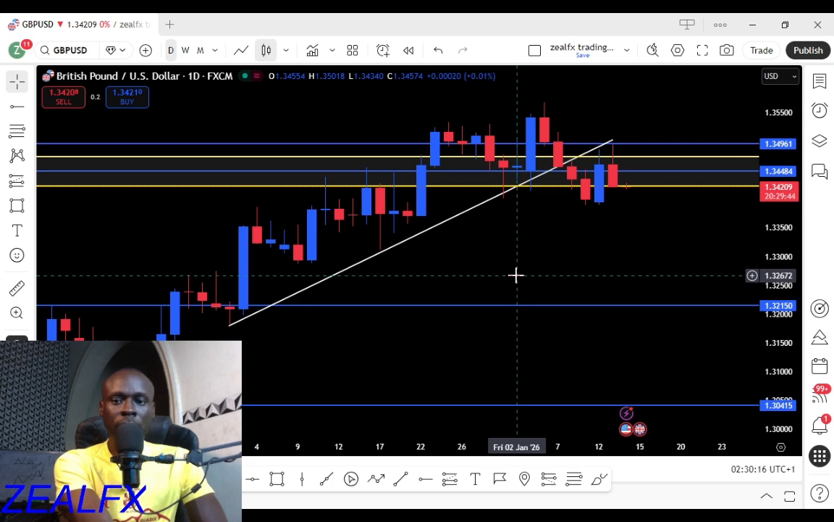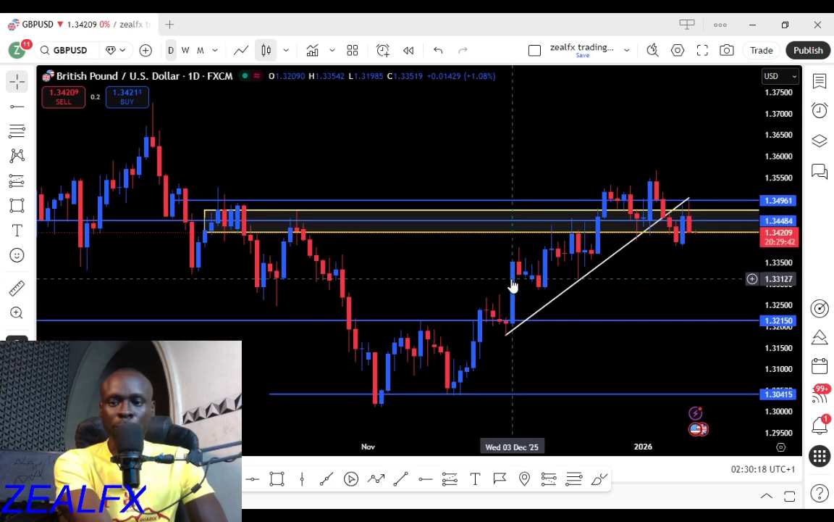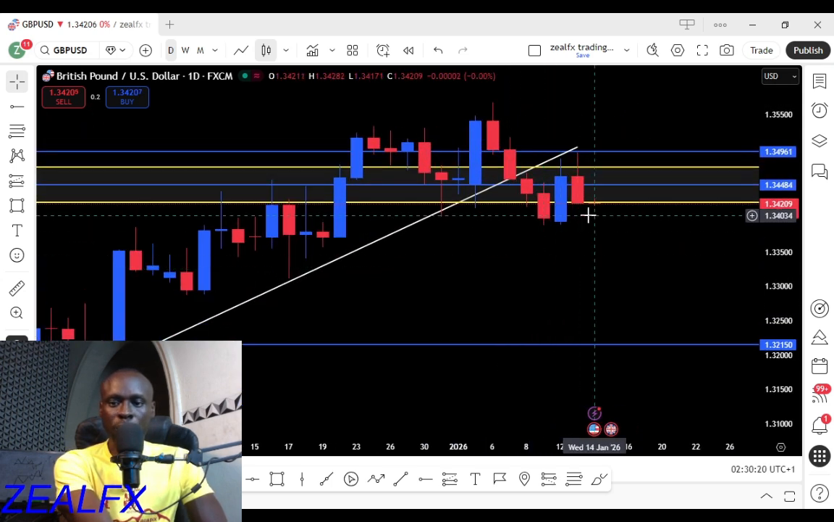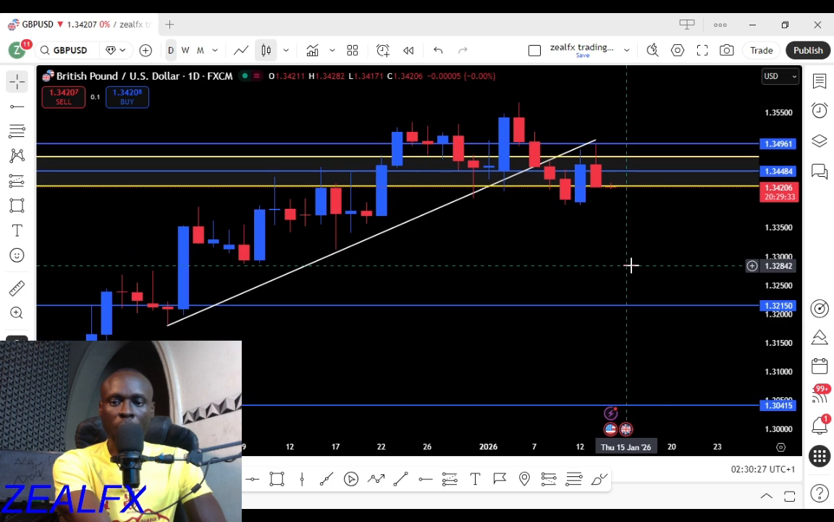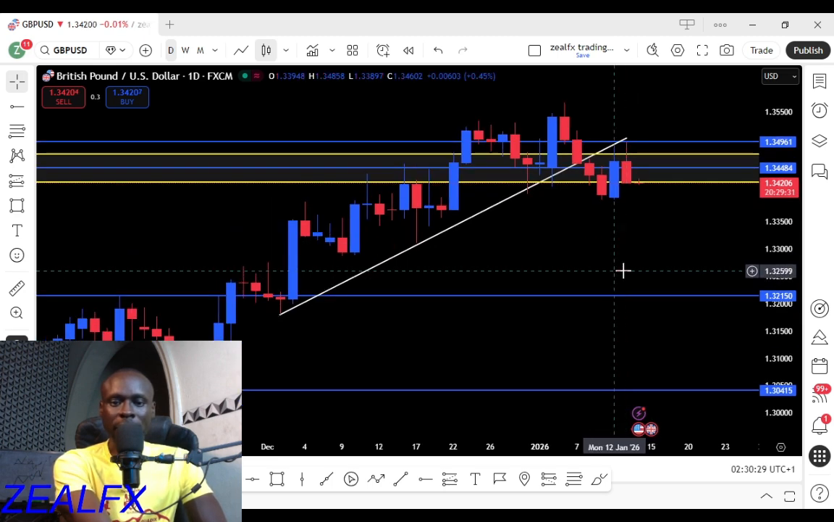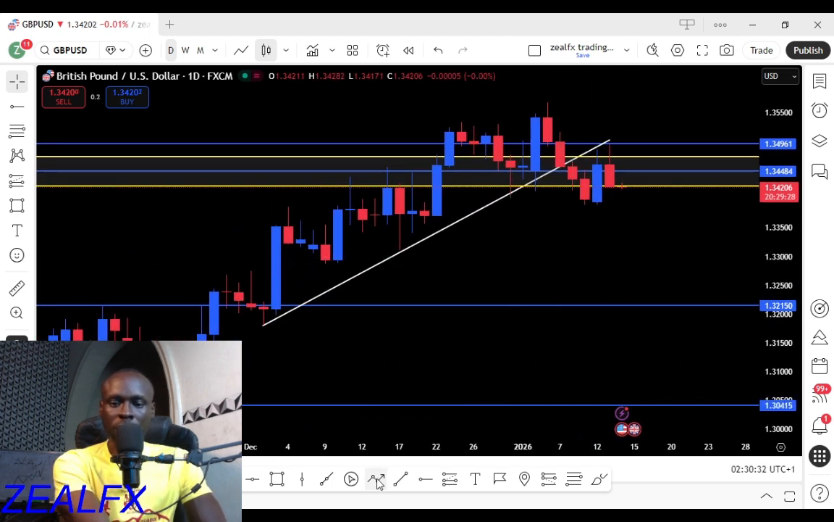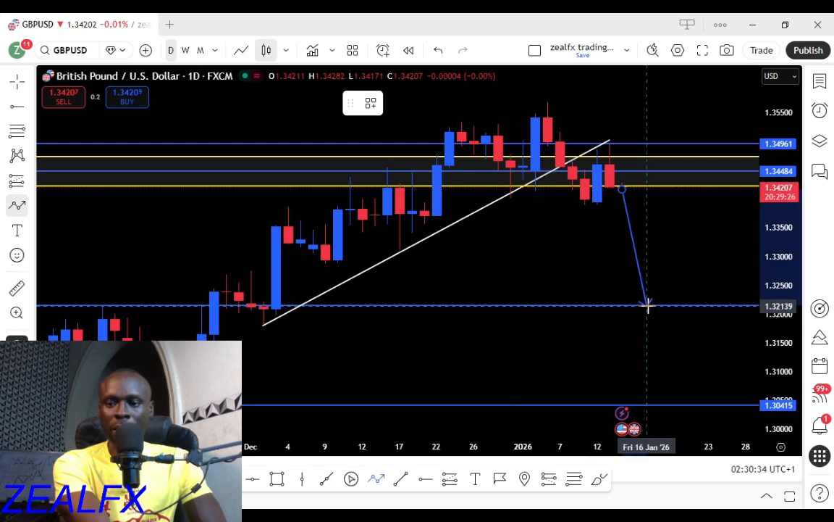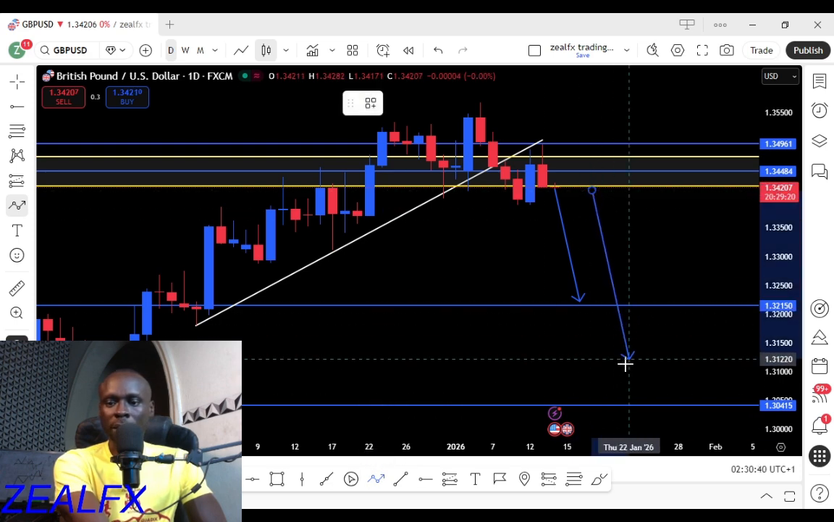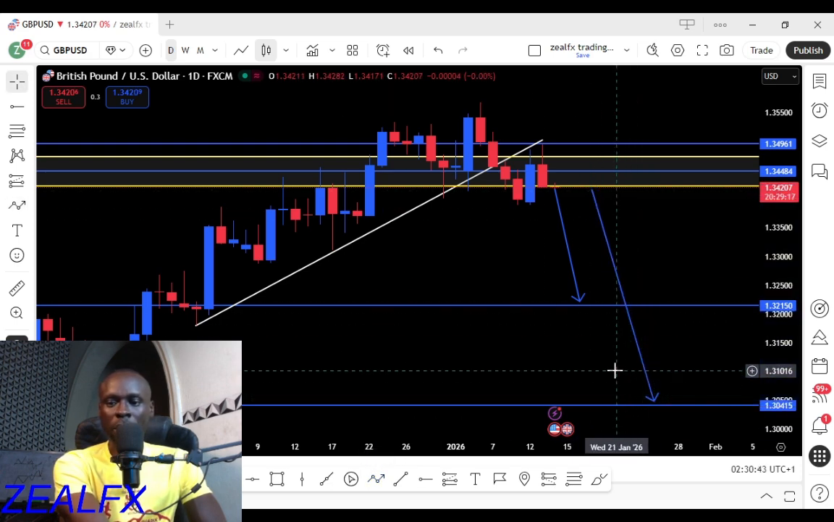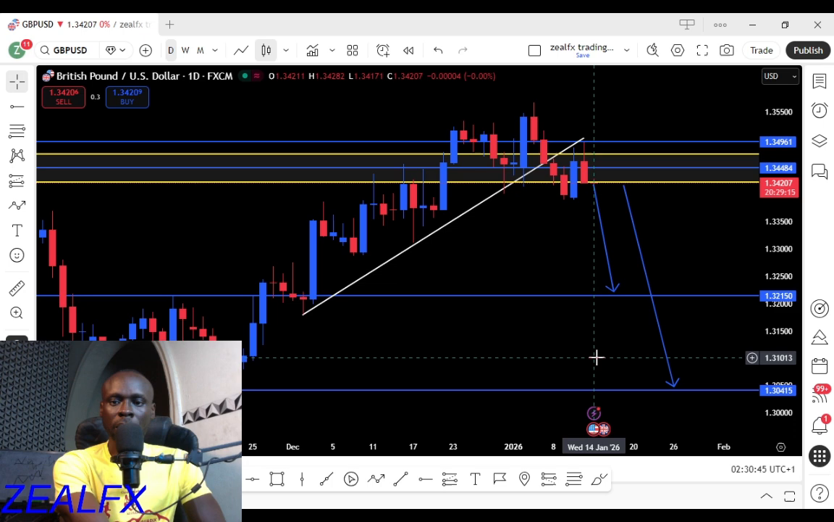So on the daily chart of the British pound USD, we have to look out for our selling opportunity to sell the pound USD to the downside. You can also use your 4-hour chart to sell the pound USD to the downside. Our first target will be our first weekly level, where we're expecting price to drop as our first target. Then our second target will be this level. So expect more of a bearish trend on the pound USD this coming week.